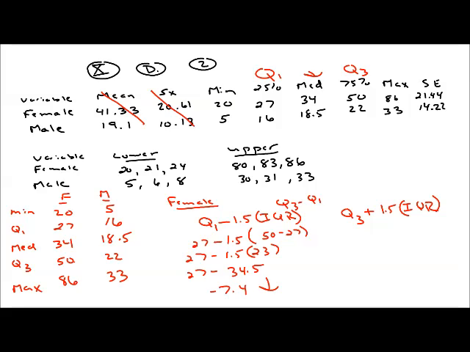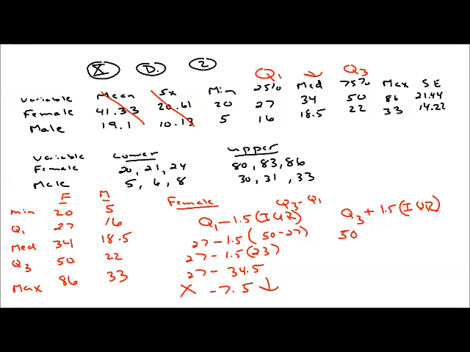Do I have any number below negative 7.5? My minimum is 20. So I don't have anything in the negatives. So no outliers there. Now let's go over here.